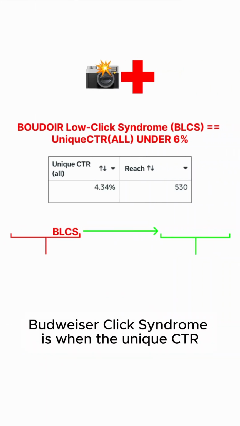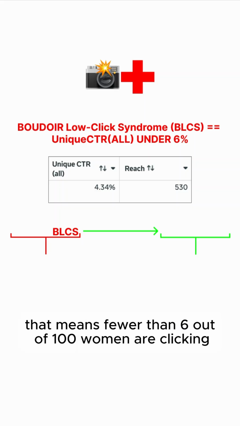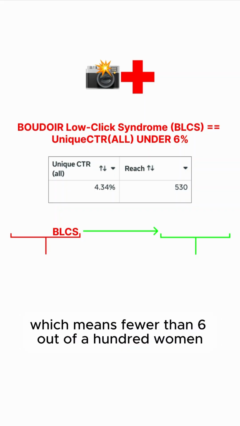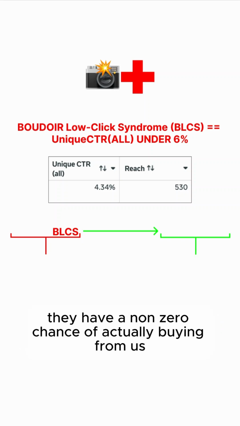So BLCS, Boudoir Low Click Syndrome, is when the unique CTR on our Boudoir Facebook ad is under 6%. That means fewer than 6 out of 100 women are clicking anywhere on our Boudoir Facebook ad, which means fewer than 6 out of 100 women, our ad is actually entering their brain, which means fewer than 6 out of every 100 women we meet, they have a non-zero chance of actually buying from us.